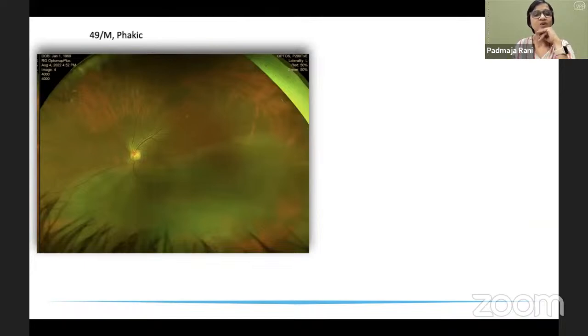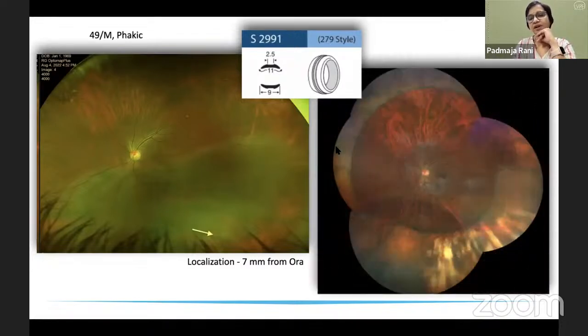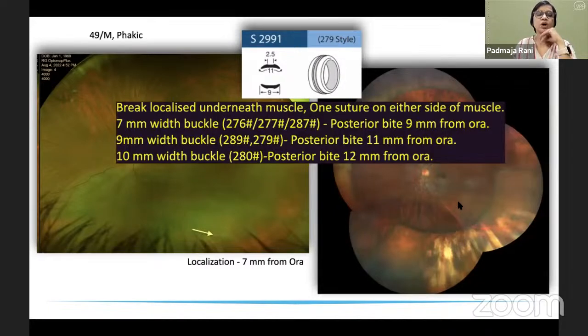Now let us look at this scenario: a 49-year-old male, phakic, and you can see this is the break. The localization was 7 mm from ora. So when it is 7 mm from ora, we want to put a 279, because you want at least 2 mm coverage of the width. 279 is 9 mm width, and you take sutures at 11 mm, and you see beautifully the buckle attached to the retina. So the break is localized underneath the muscle. Whenever you have a break localized underneath the muscle, you have to take one suture on either side of the muscle. So this is the simple rule.